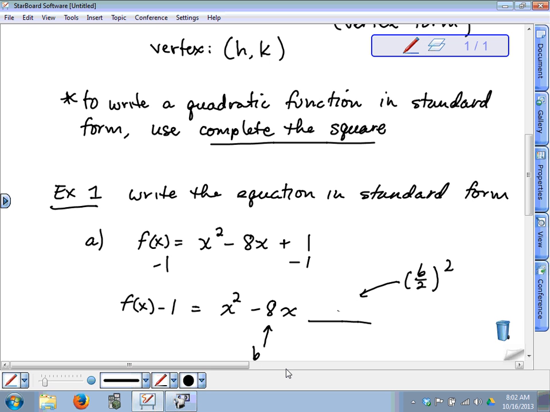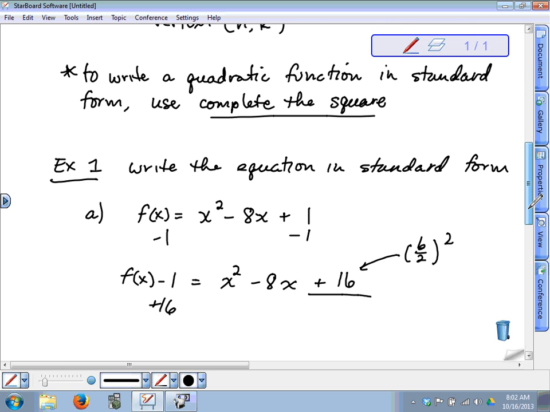That's your b value. So if you take half of that, you get negative 4. Negative 4 squared is positive 16. So we're going to add 16 to that blank spot. This is an equation now. If you do something to one side of the equation, you've unbalanced it. You got to do it to the other side to balance it back out. So you're going to add 16 to keep the equation balanced.